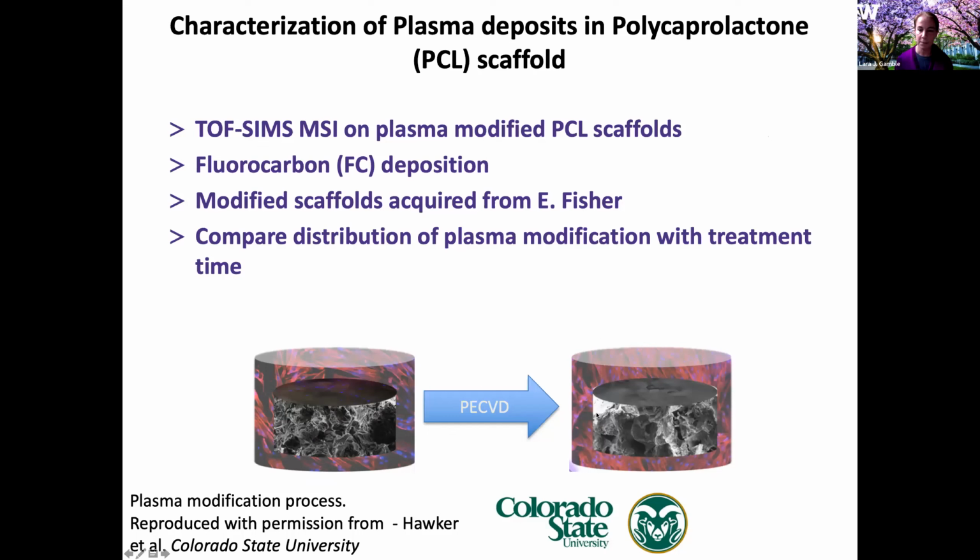Then they would do a plasma chemical vapor deposition onto these polycaprolactone scaffolds with a variety of different types of plasmas. If they wanted it hydrophilic, they would do one kind of plasma. If they wanted hydrophobic, they would do fluorocarbon, for example. So we studied the fluorocarbon version. We wanted to see if we could identify how well they were embedding that fluorocarbon into the scaffold.